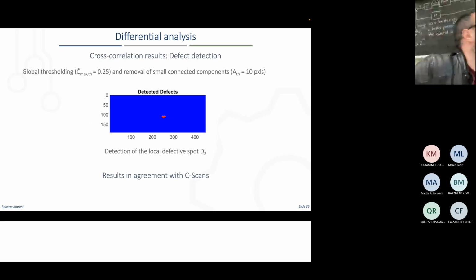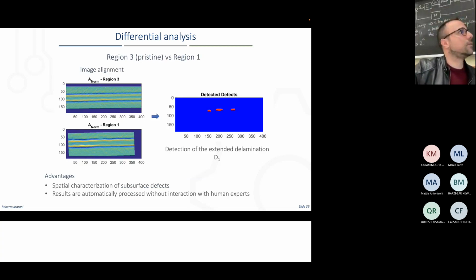And then we can for sure make a threshold and just say that we get this threshold of 0.25 and remove all the connected components that are too small, because maybe these are not defects but due to other processes, your noise or something like that, and get the detection of this spot here that is also validated by the C-scans, because this was the punctual defect that was found by the expert of ultrasonics. Then, for example, the comparison of region 3 and region 1, we get these other regions here with the same thresholds and so on.